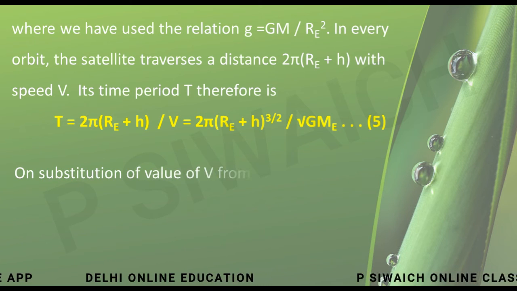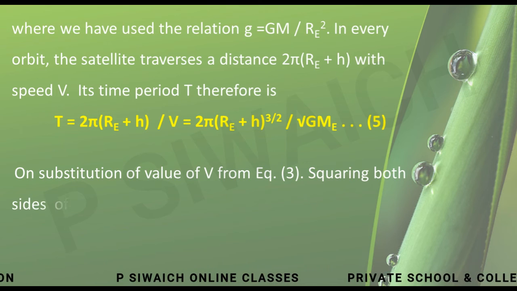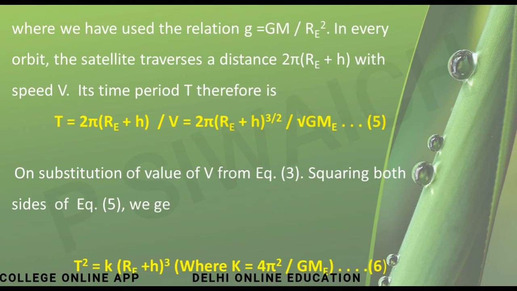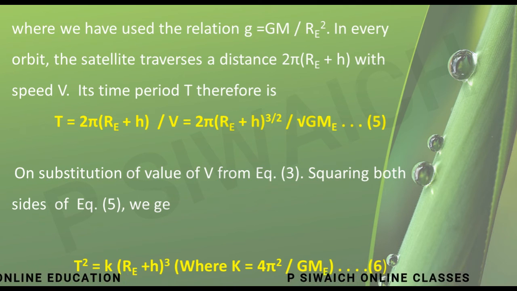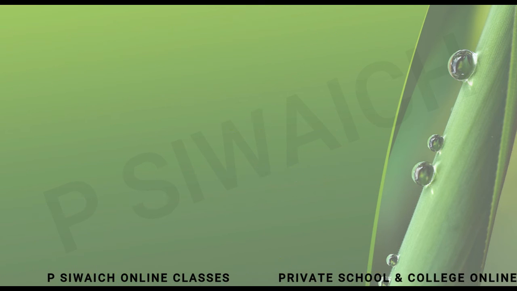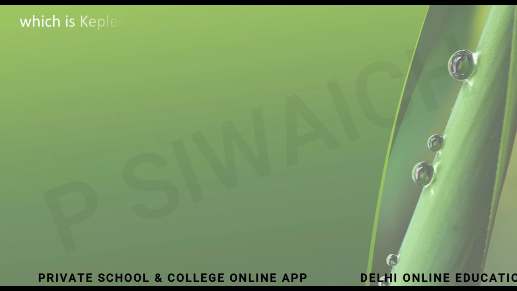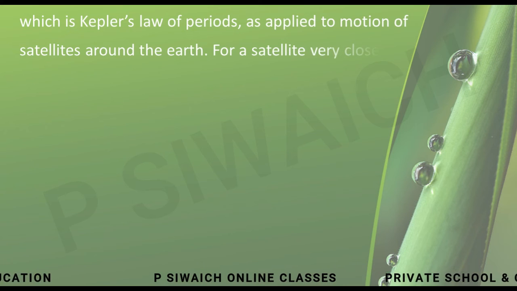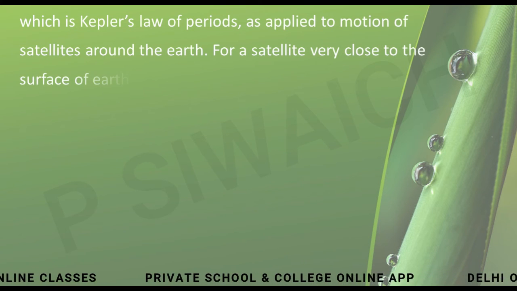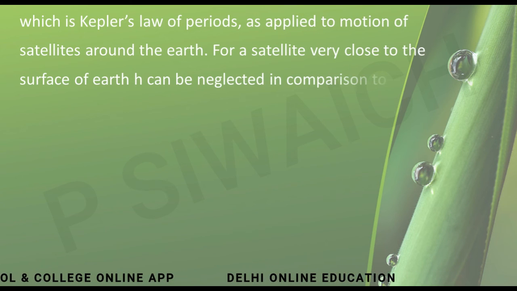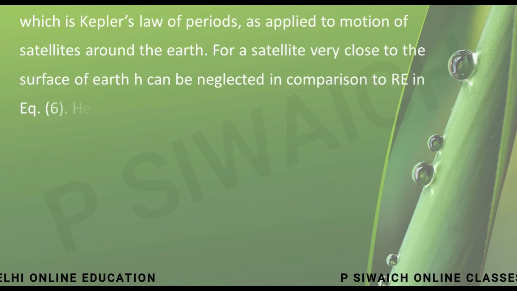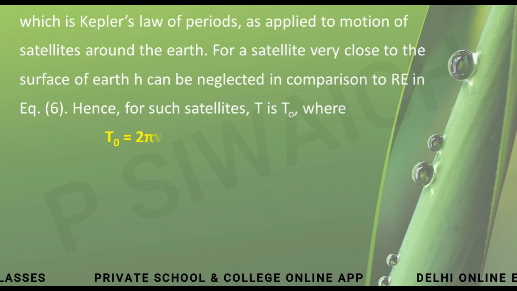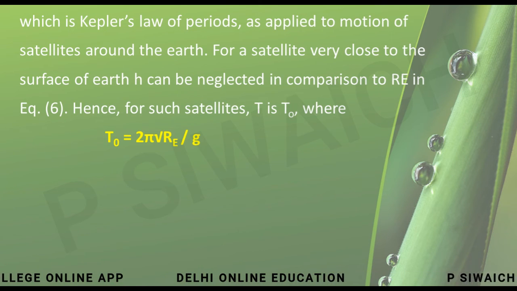On substitution of value of v from equation 3 and squaring both sides of equation 5, we get T square equals k (Re plus h) cube, where k equals 4 pi square over G Me, that is equation 6, which is Kepler's law of periods as applied to the motion of satellites around the Earth. For a satellite very close to the surface of the Earth, h can be neglected in comparison to Re in equation 6. Hence, for such satellites, T is T naught, where T naught equals 2 pi under root Re over g.